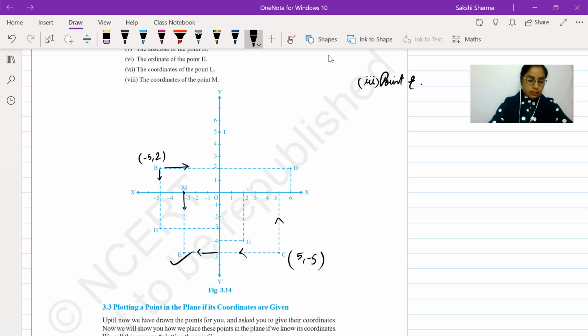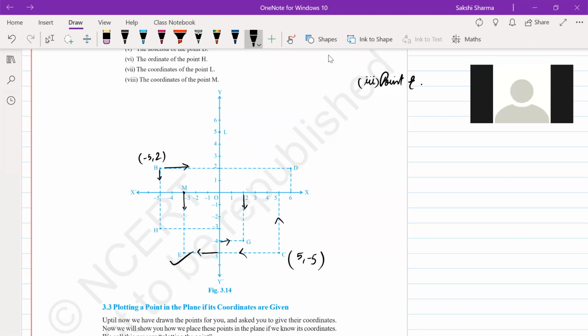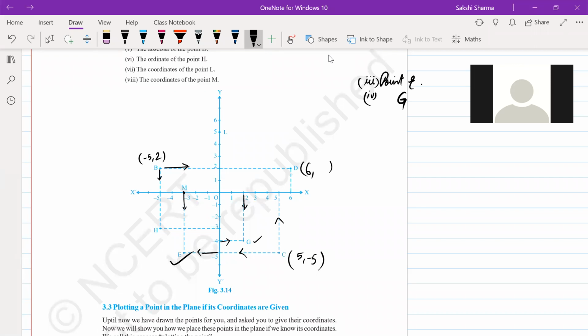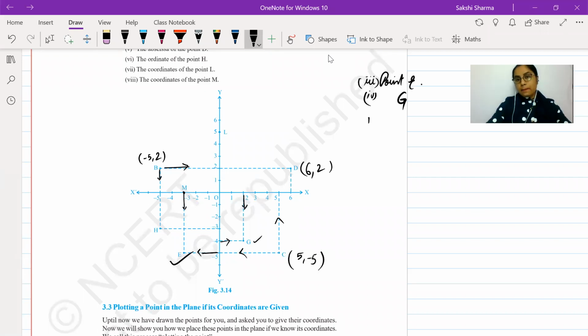The next is the point identified by the coordinates 2, -4. So 2 from the x-axis and -4 from the y-axis. That's correct. The answer for the fourth part is G. Then we have the abscissa of point D. So D is here. You can identify it by writing down its coordinates. The abscissa for D is 6. This is the abscissa.